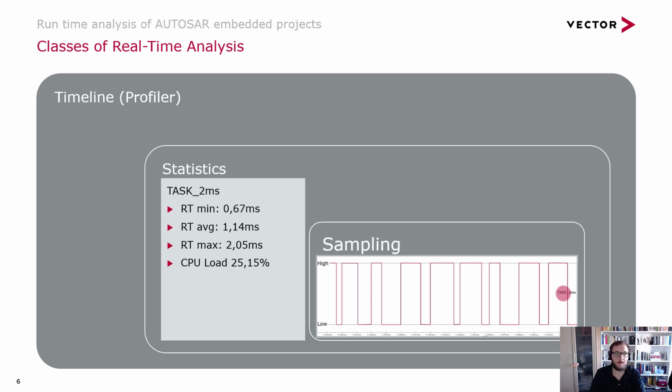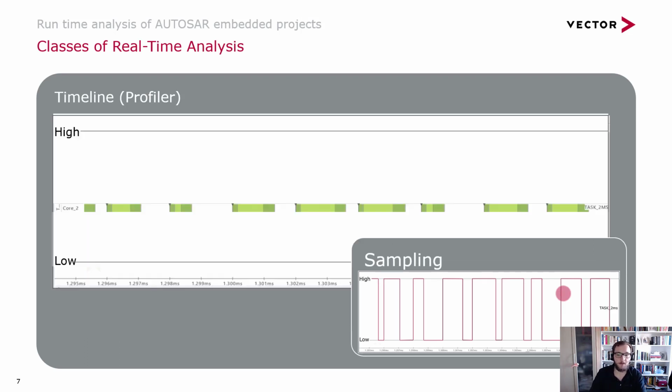Now let's have a look at the timeline that you get with this class of timing analysis. For this 2 millisecond task, you can now see all the different activation points shown by these arrows. And you will additionally be able to see whenever this task changed into a preemption state, so it was not actively running on the core, indicated here by the light green color.